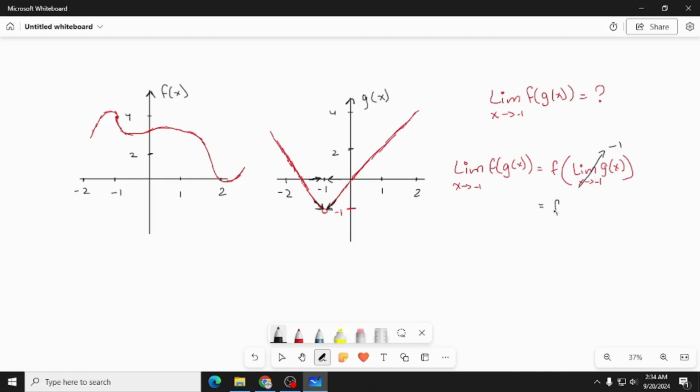Now, what is f of -1? f of -1 is going to be equal to, let's see, 4 right at this point. So f of -1 is just 4. So we pretty much got our answer. This is the answer to this question right here: the limit as x approaches -1 of f of g of x. That's how we calculate the limit of composite functions.